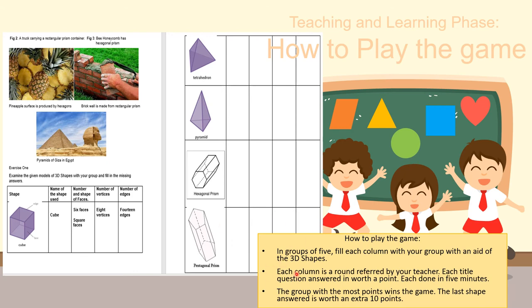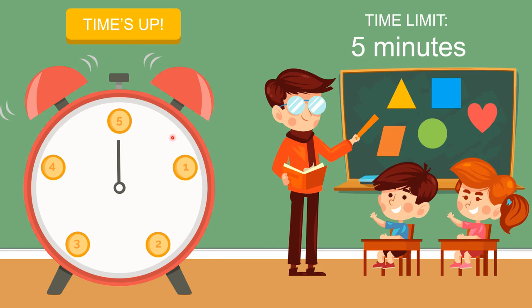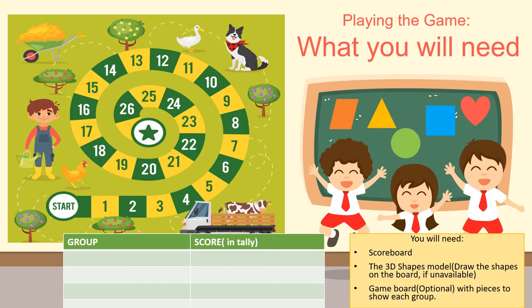The second requirement, as a discussion before we get to the second round, okay? The second requirement, of course, I said I'll be the referee. Each question is worth 1 point, except for this one, which is an exception, as explained previously. The groups with the most points win the game. And the last shape is worth an extra 10 marks. Why? Because, here's your 5 minutes mark.